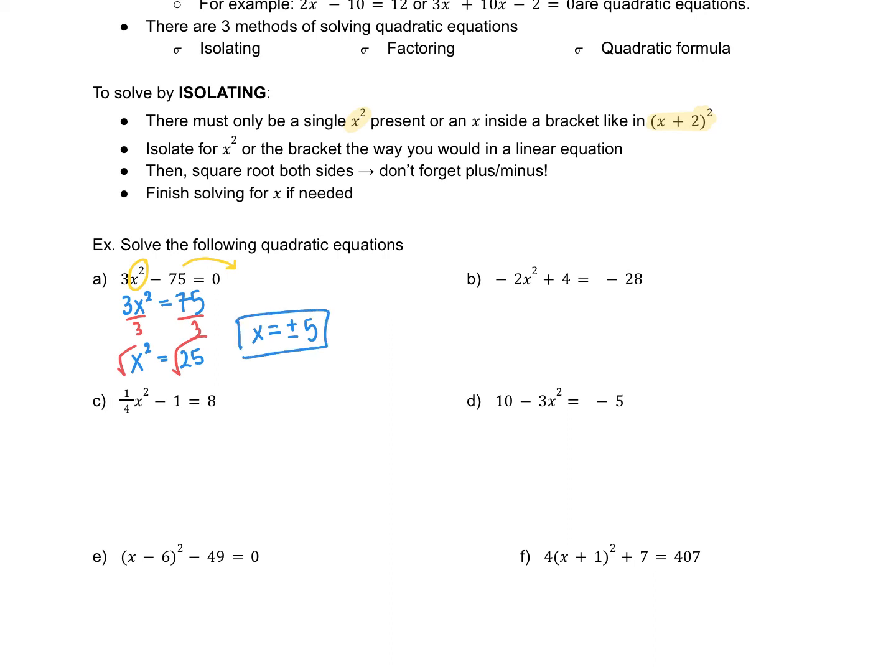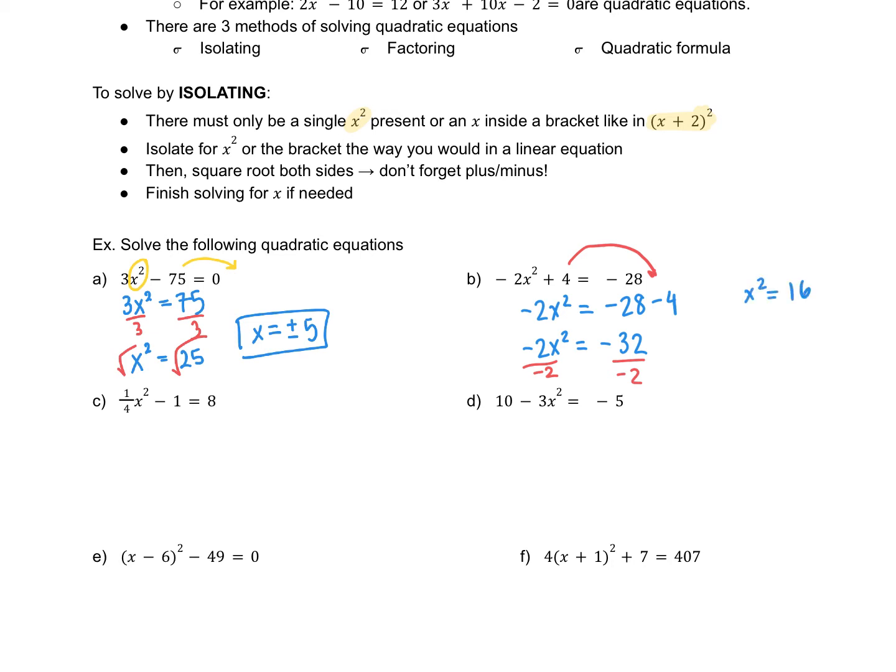Let's try it again. Negative 2x squared plus 4 equals negative 28. Let's bring the 4 to the other side because the constant always moves over first. And when it moves over, it becomes negative. Negative 28 minus 4 is negative 32. We also know that next we have to get rid of that coefficient using division. So we end up with x squared equals 16, which is good.